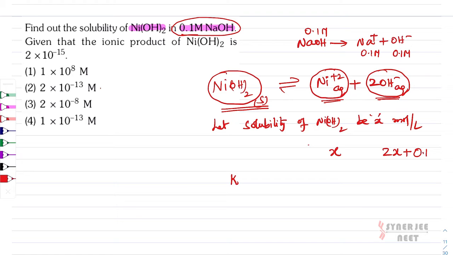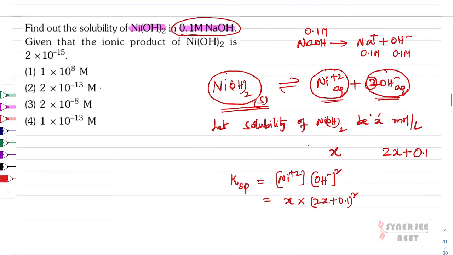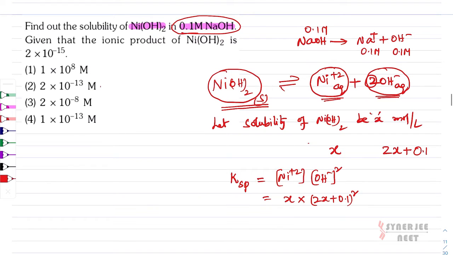Now, according to the solubility product, Ksp must be equal to Ni2+ concentration into OH minus concentration squared, because the OH minus stoichiometric coefficient is 2, therefore squared. Now Ni2+ concentration is X, and OH minus total concentration you have to take in the solution, whatever it is there, is squared, equal to Ksp. And it is given that Ksp, the solubility product, is given in the question as 2 into 10 power minus 15.